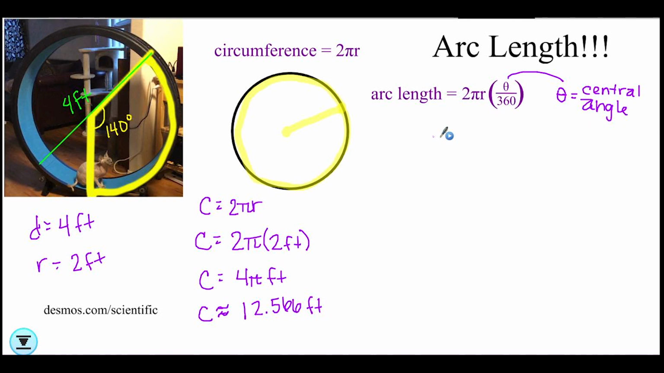So now let's take a look at our arc length measurement. We've got 2 pi r, which was the 2 feet. And then my fraction out of the 360-degree rotation was really only 140 degrees. So I'm going to take all of this and plug it into my Desmos calculator, just so you can see how I would do that.